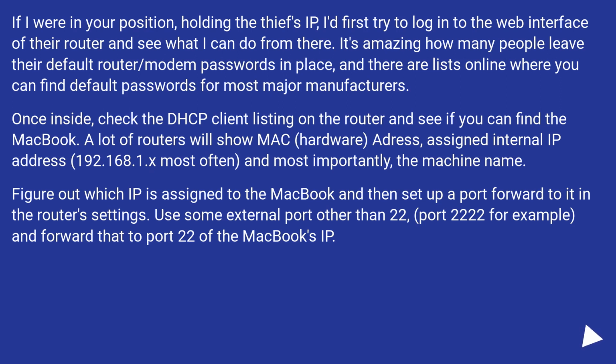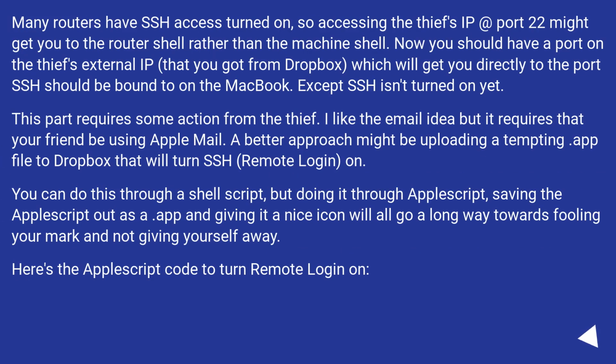Figure out which IP is assigned to the MacBook and then set up a port forward to it in the router's settings. Use some external port other than 22, port 2222 for example, and forward that to port 22 of the MacBook's IP. Many routers have SSH access turned on, so accessing the thief's IP at port 22 might get you to the router shell rather than the machine shell.